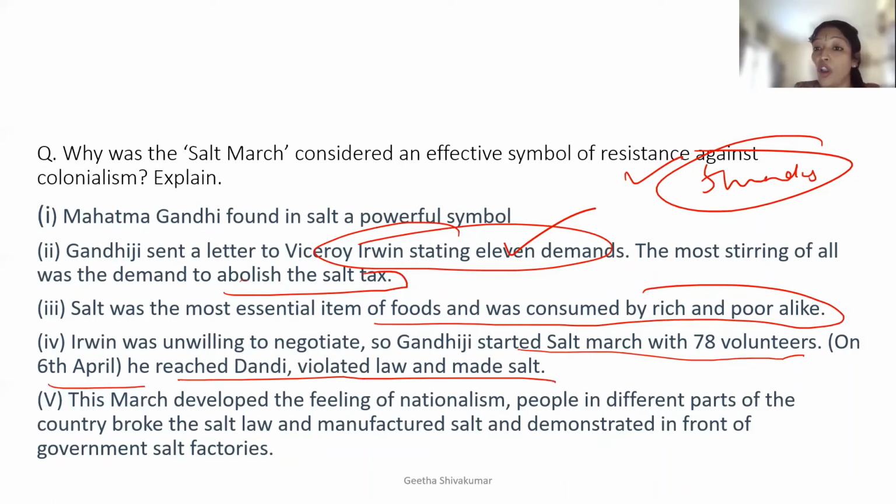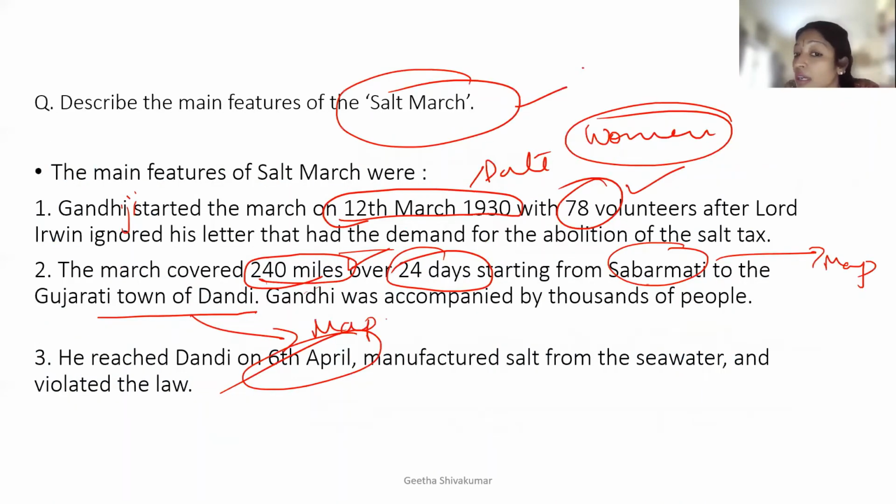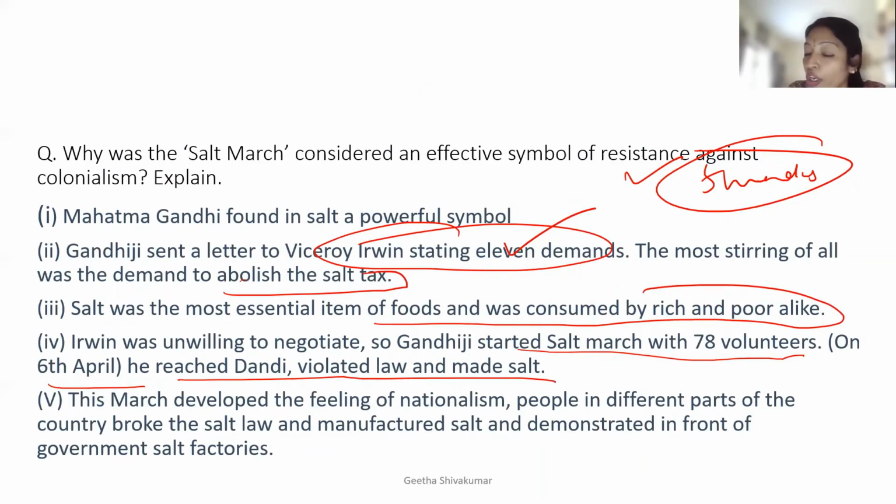If there is a long answer, you need to include all his volunteers. That is 240 miles he has covered. How many days did he take? That is 24 days he took. He started from Sabarmati and reached Dandi. So this point will also be included in this answer.